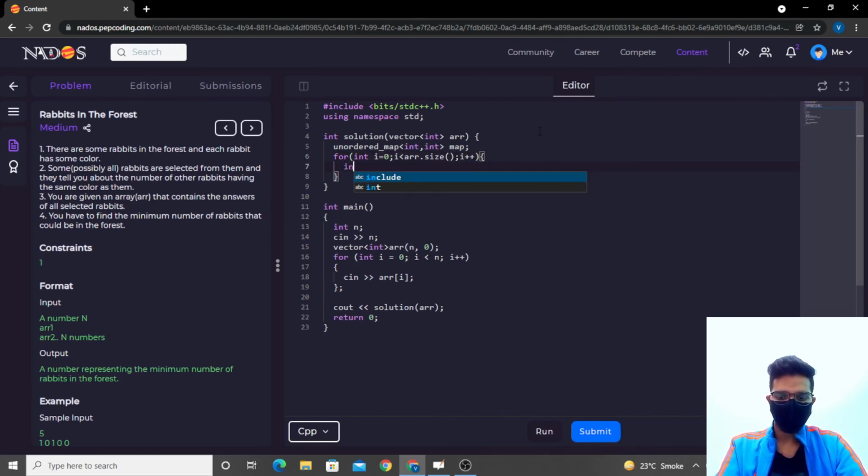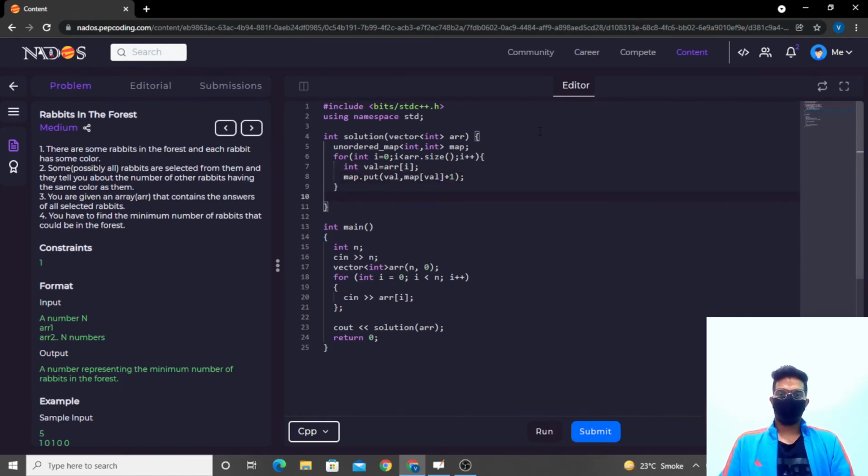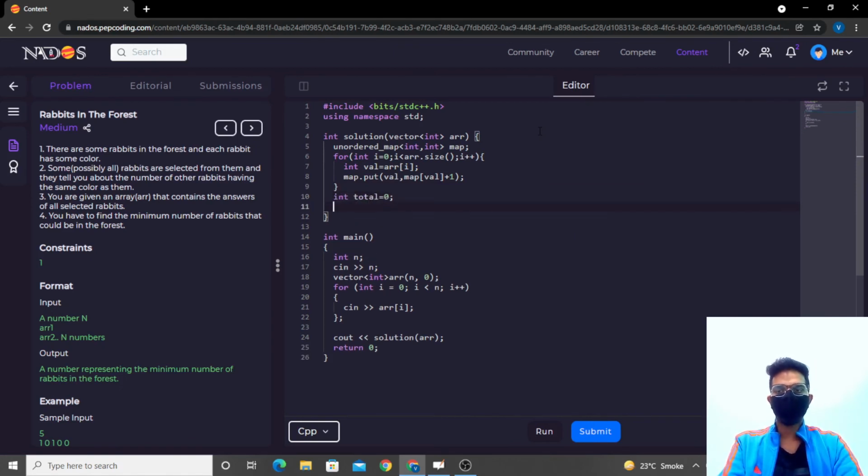Now I extract my value, int value equal to array of i. Then in my map I put the value, that is, how many rabbits exist with the same color as mine, right? And I simply add the occurrence. So map of value plus plus, right? Nothing special.